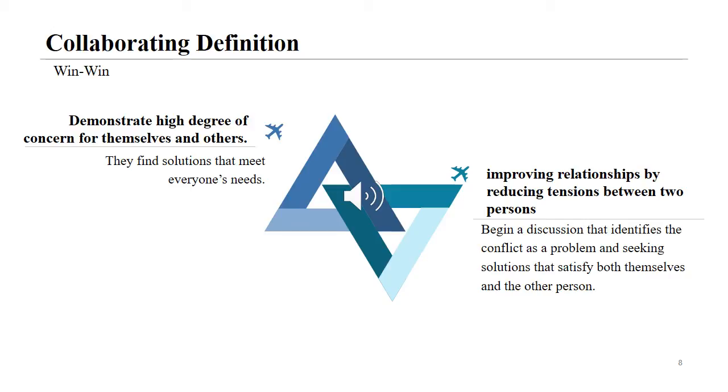They started yelling and pushed each other. My mentor asked each child to measure one cup, and the others could measure sugar and salt. All the children felt satisfied. Collaborating also improves relationships by reducing tensions between two persons. It is a discussion that identifies the conflict as a problem and seeks solutions that satisfy both themselves and the other person.